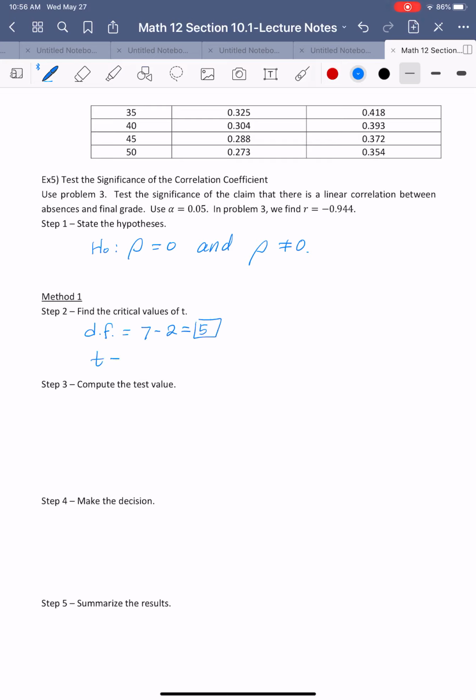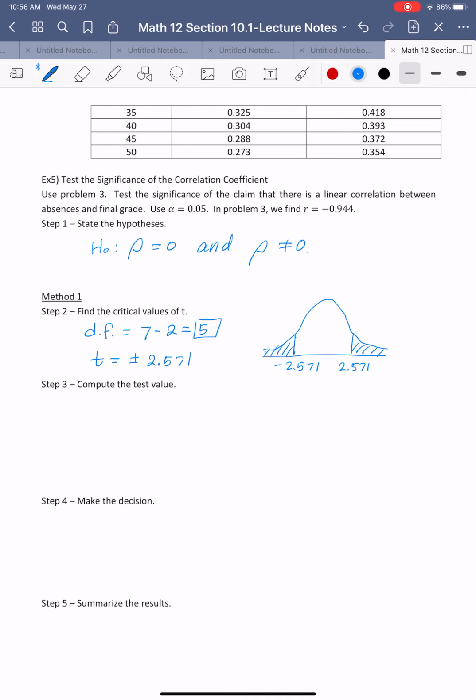The t value that we use for alpha equal to 0.05, we have to use alpha over 2. We got plus or minus 2.571, which means on the normal curve, the critical region is less than negative 2.571 and greater than positive 2.571. So this is the critical value.